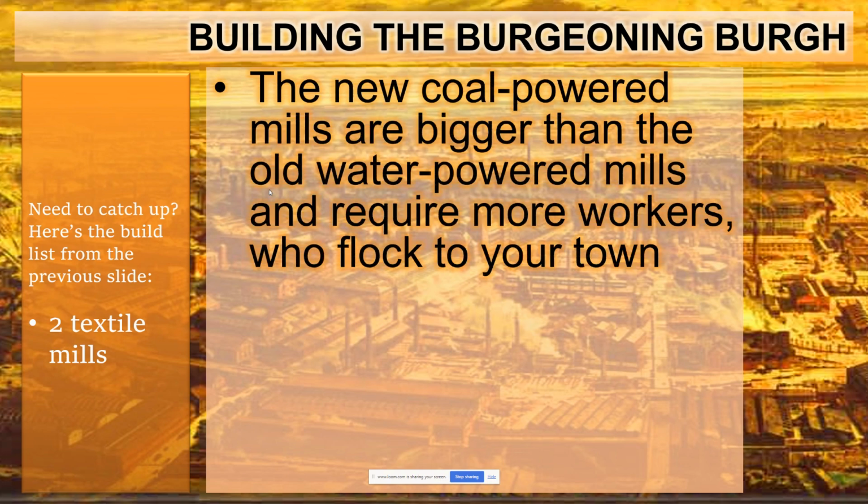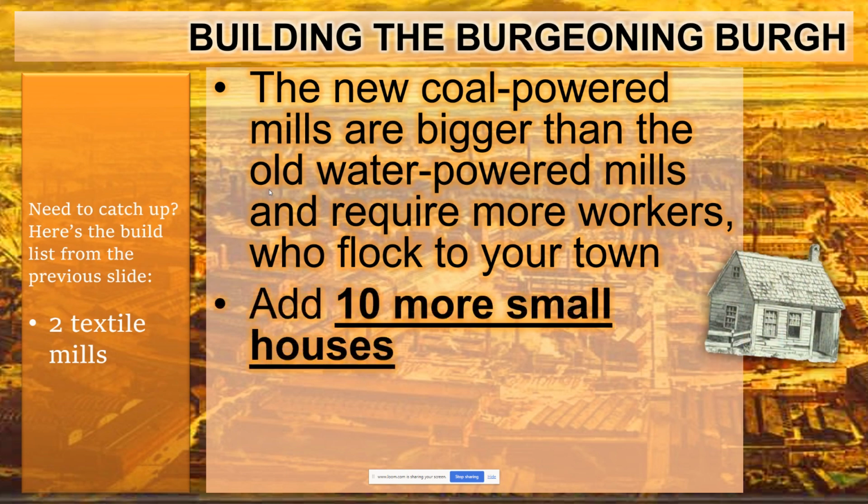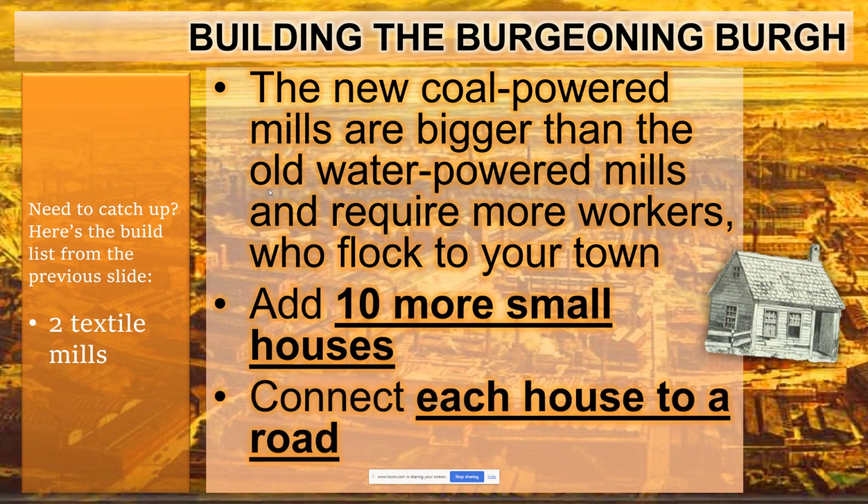All right. So it turns out those coal-powered mills are bigger than the old water-powered mill, and guess what? Of course, they will require many, many more workers to flock to your town. So what that means is an additional 10 more houses that you're going to have to lay down. You'll need to also connect each house to a road as well. And you can bunch those up with all the other ones that you have previously. Maybe you should start a new neighborhood. Maybe the coal-powered mills will require a different type of worker somewhere else. But either way, go ahead and add in 10 more small houses somewhere into your town.